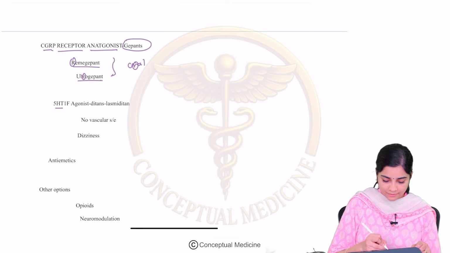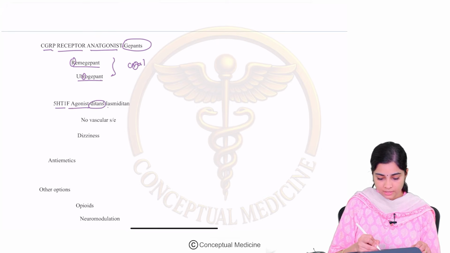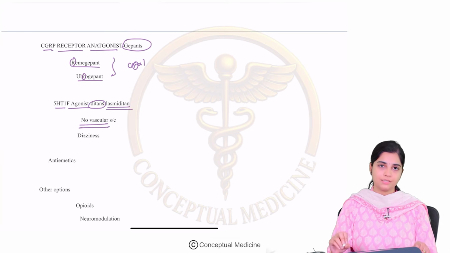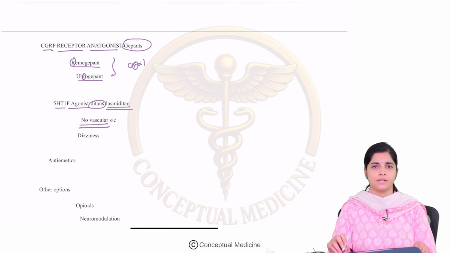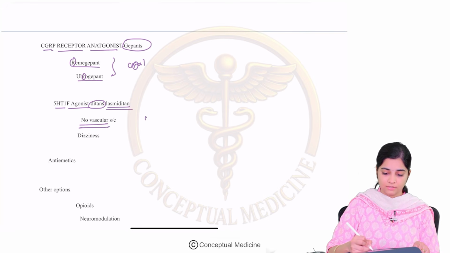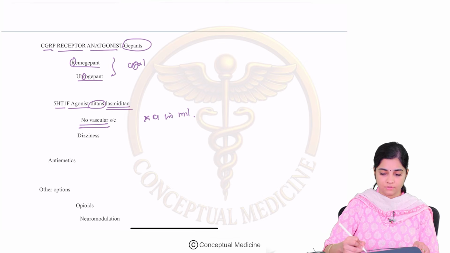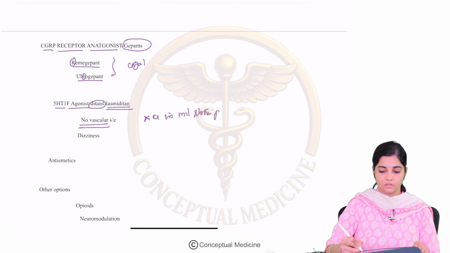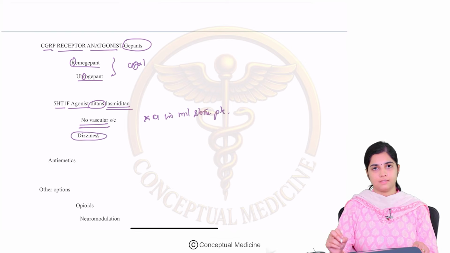Then we have 5-HT1F agonists, which are ditans, the newer group of drugs, such as lasmiditan. The main important advantage is that it does not have any vascular side effects, and hence it is not contraindicated in MI or stroke patients. However, it can cause dizziness.